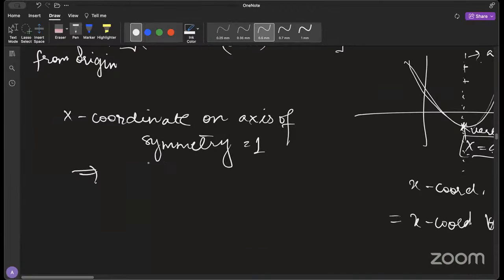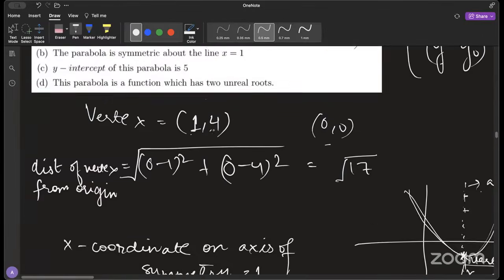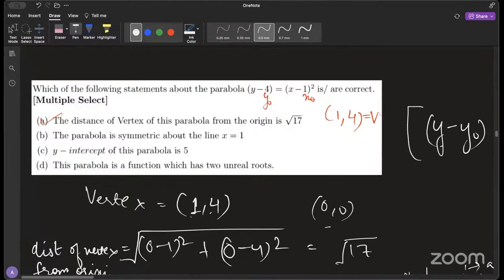Meaning, your axis of symmetry is x equals 1. The parabola is symmetric about the line x equals 1, so that should be correct. Then we have the third option. The y-intercept of this parabola is 5.